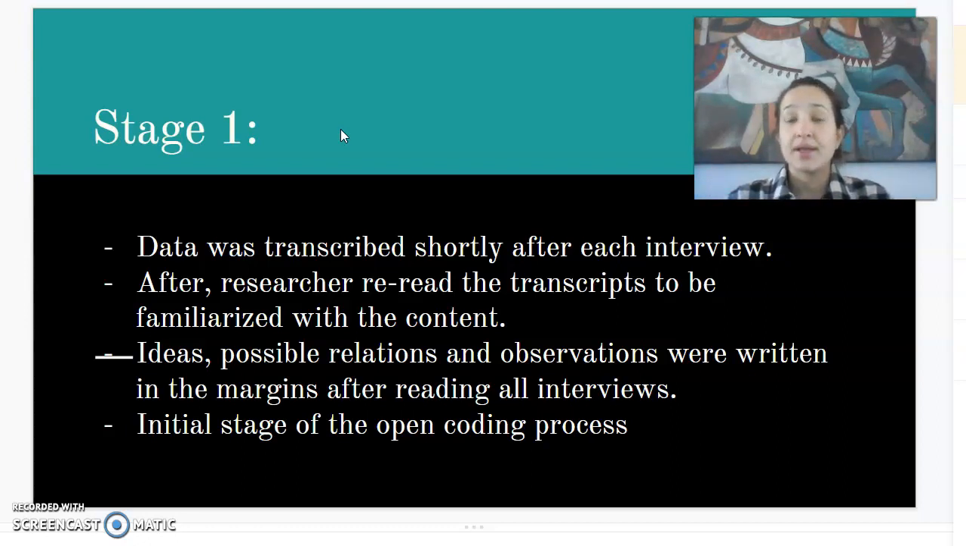While I was doing that, I started writing down ideas, possible relations, and some observations, and I started putting things in the margin of the transcript. I would like to say that this might be called an initial stage of open coding, even though I didn't start purposely open coding until the following step.